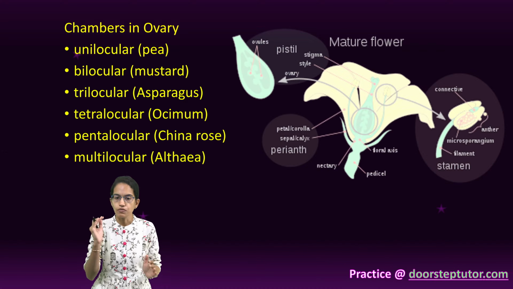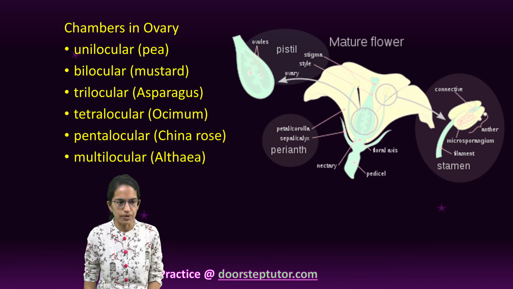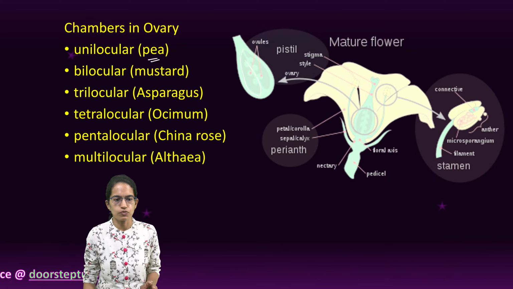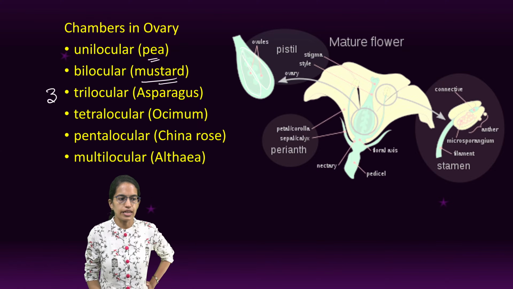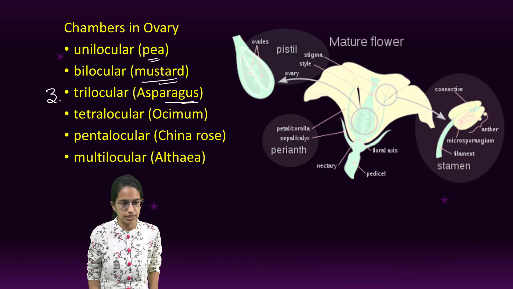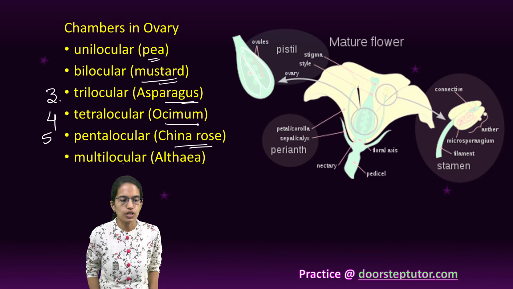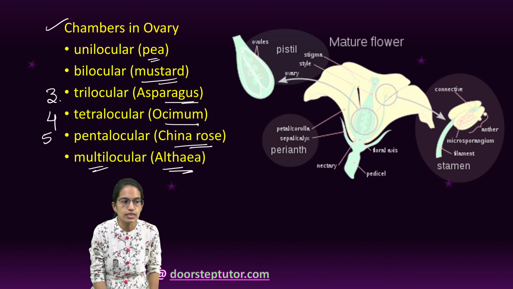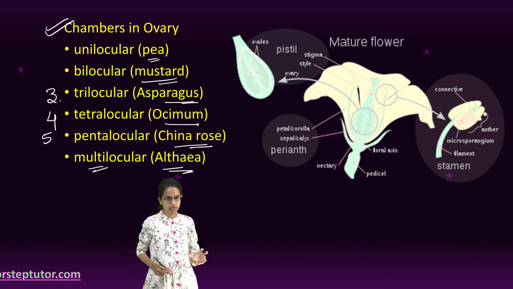Okay. Now, the next important thing is the chambers in the ovary. Ovary can have various chambers. For example, if there is a single chamber within the ovary, that is seen in the pea plant. If there are 2 chambers, it is seen in mustard. If there are 3, a good example is asparagus. 4 chambers in ocimum, 5 chambers in China rose, and many chambers in Elthickia. So these are other important examples that you must remember.